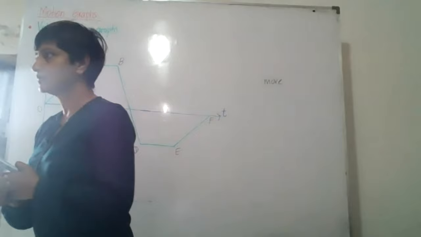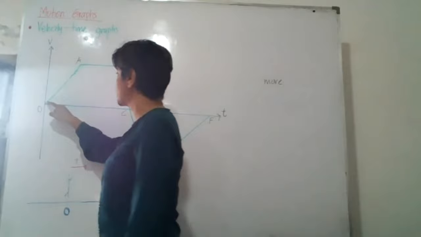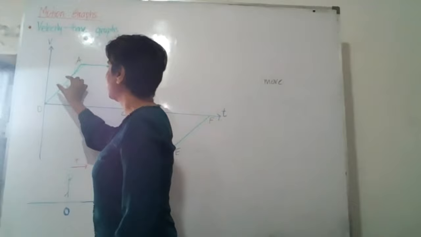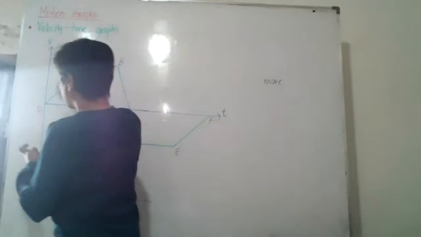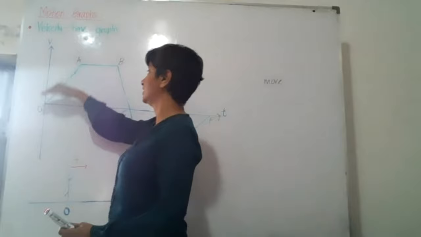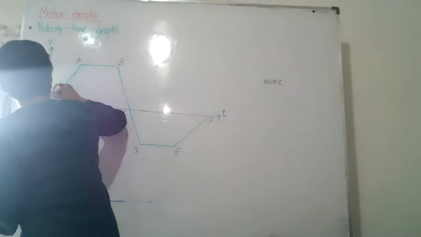Constant acceleration, not constant speed. It's speeding up. Velocity is increasing steadily, the same amount per unit time. That's why it's a straight line. So this is constant acceleration, and it's moving in one direction. It's positive. You're on the positive side of velocity. It's moving this way, right? Positive velocity. So this is constant acceleration.